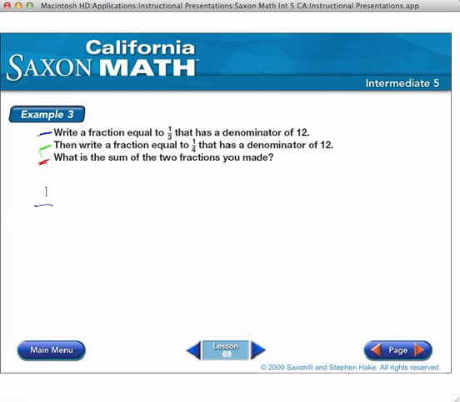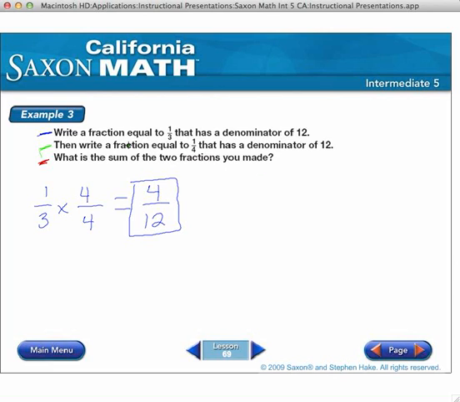So 1/3 times something over something equals something twelfths. So 3 times what equals 12? 3 times 4 equals 12. So my fraction equivalent to 1 becomes 4/4. And now I multiply the numerators. 1 times 4 equals 4. Okay, so here's my answer to part 1. 1/3 is equivalent to 4/12.